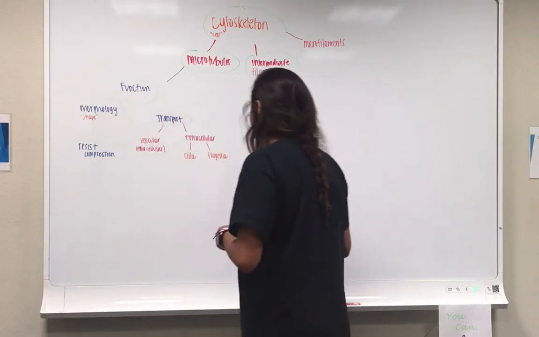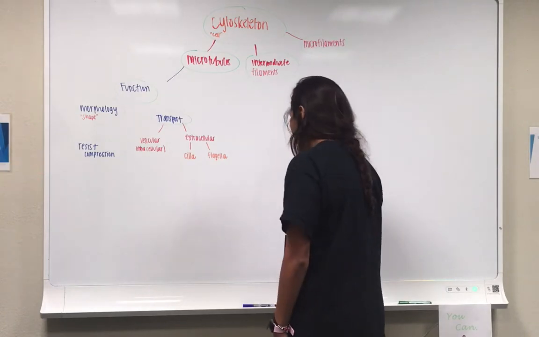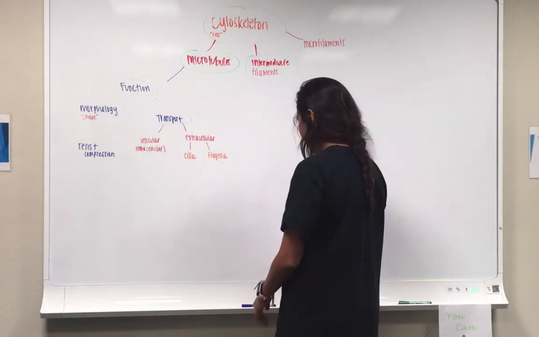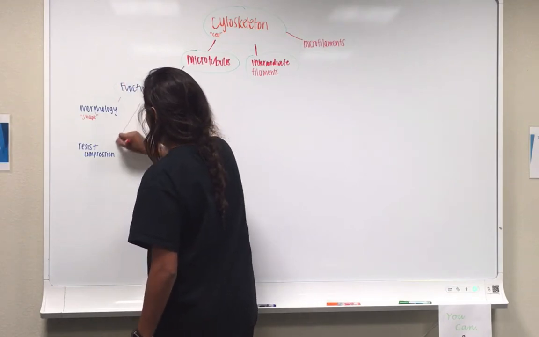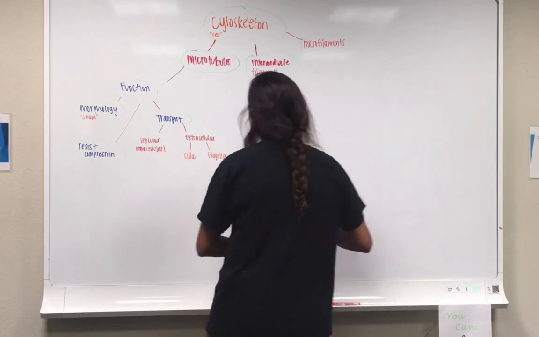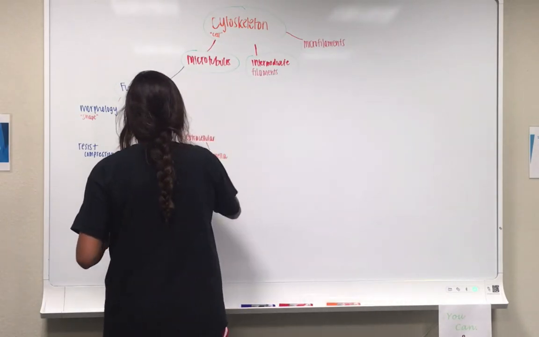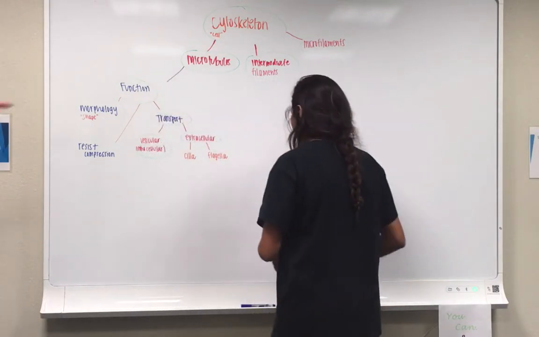I think that marker's dead. We'll use red, I guess, for connecting the points. So you're going to have 3 arrows branching off the function, one there, and then one there. And you can go ahead and just circle these terms here. Go ahead and circle cilia and flagella.